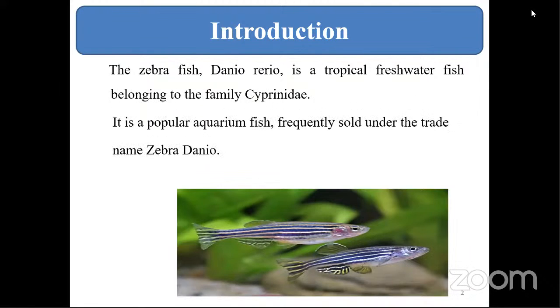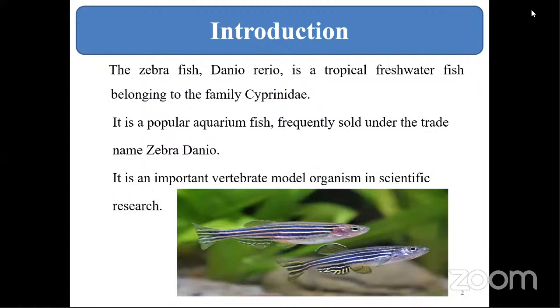It is a popular aquarium fish. It is frequently sold under the trade name zebra danio. It is an important vertebrate model organism in scientific research. So this is a basic introduction to this particular species called zebrafish.